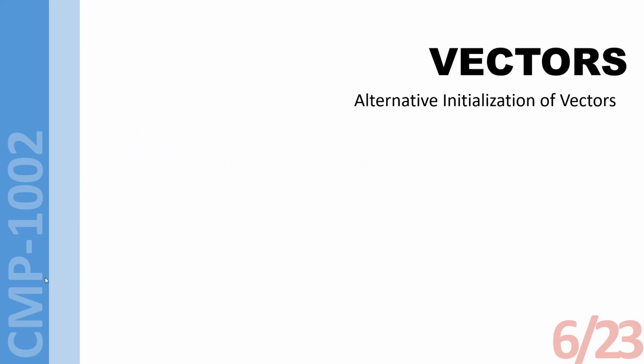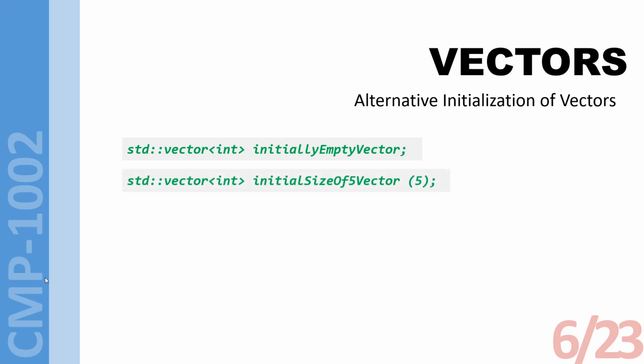All right. So there are a couple of other alternative initialization codes available for us for initialization of the vectors. The first one is something that we have already seen, initially empty vector. You don't write down anything next to the name, and it just basically starts from no elements. A second one, if you just provide them within parentheses a number, then you're actually initializing a vector with an initial size. In this case, initial size of 5.